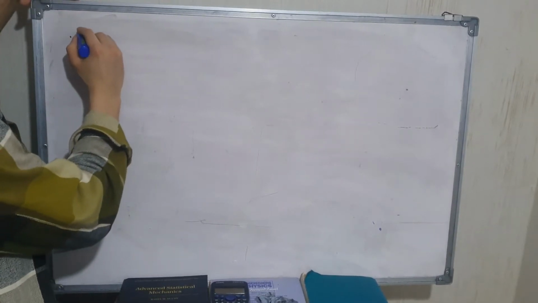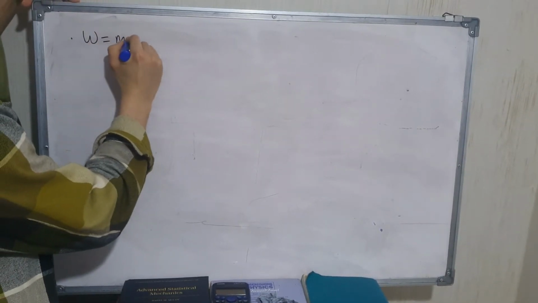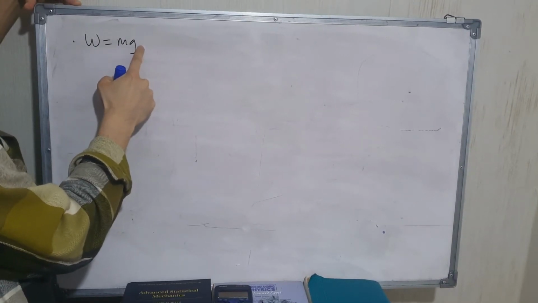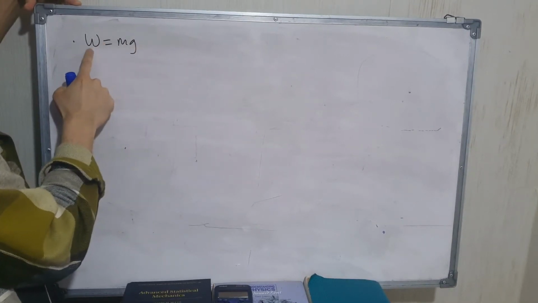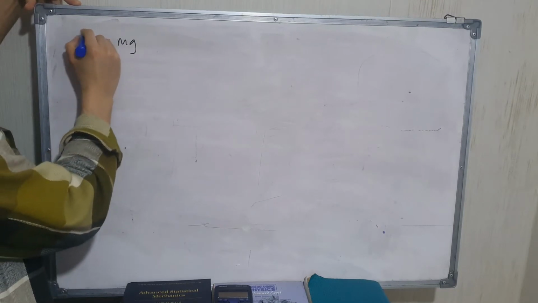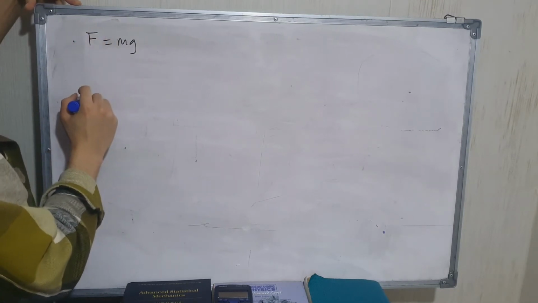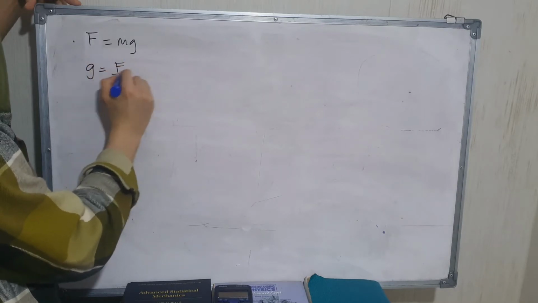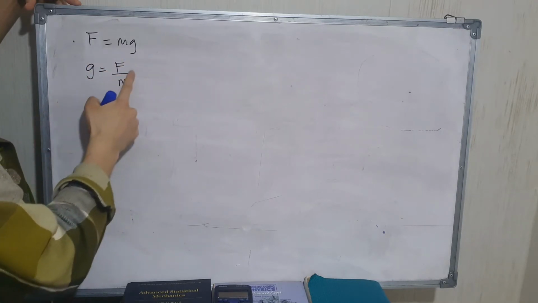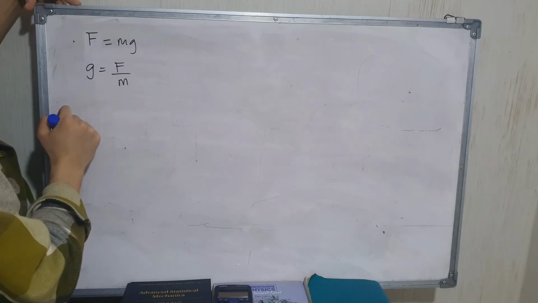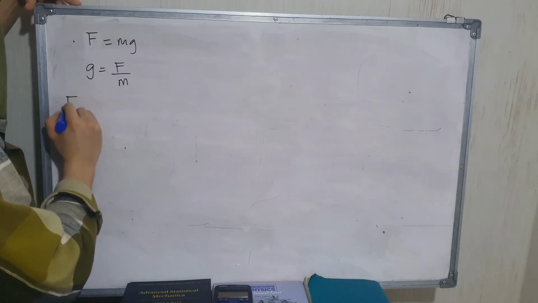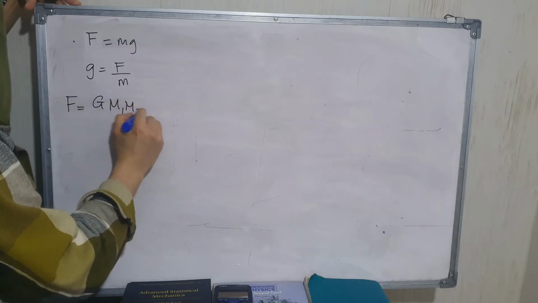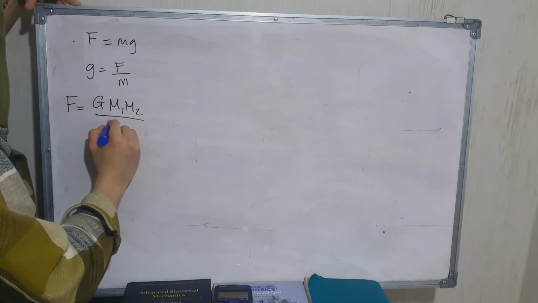If you just remember that weight is equal to mass times g, where g is the gravitational field strength. Weight is a force, so F is equal to mg, so g is equal to F divided by m. Now, what's F in terms of Newton's law of gravitation? So F is equal to big G times m1 m2 over r squared.